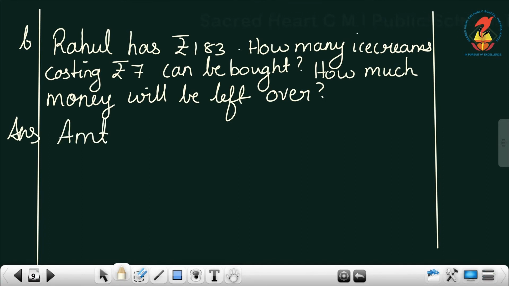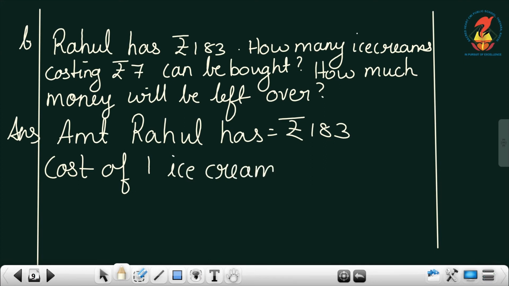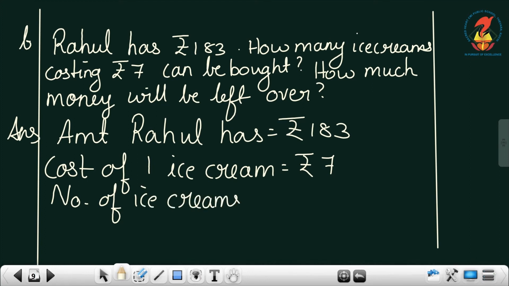Amount, this is a short form of amount. Amount Rahul has, that is equal to rupees 183. Okay. Then cost of one ice cream, that is equal to rupees 7. So, how many ice creams? Number of ice creams that can be bought.